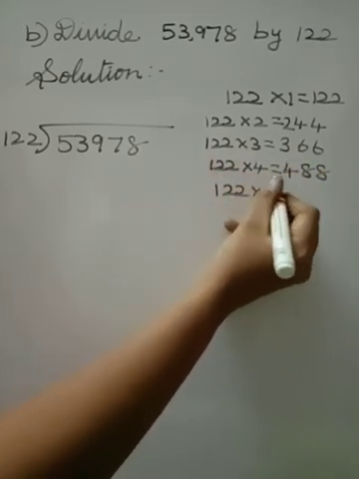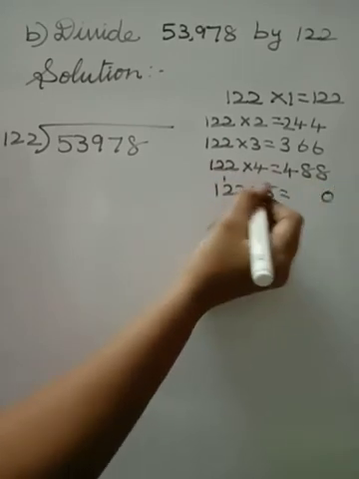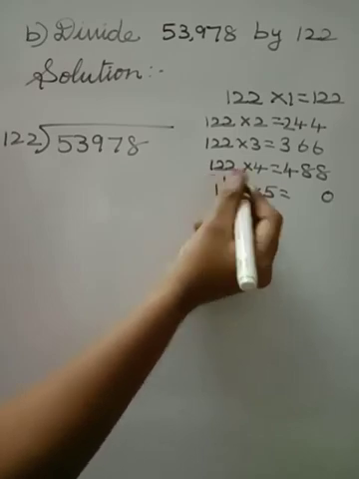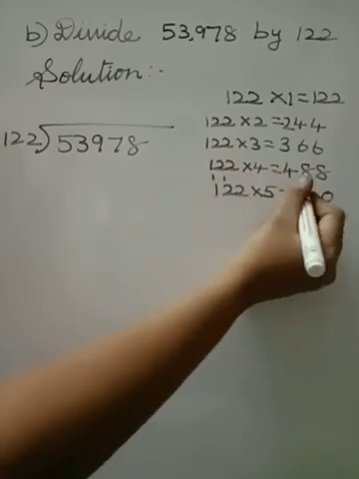122 into 5. 5 2s are 10, write 0 and carry 1. 5 2s are 10, plus 1 is 11, so 1 1. 5 1s are 5, plus 1 is 6.